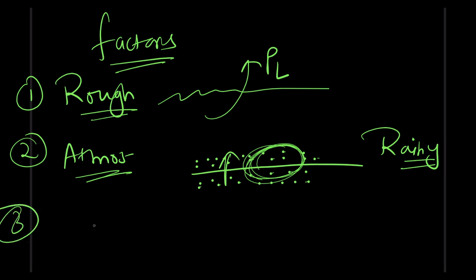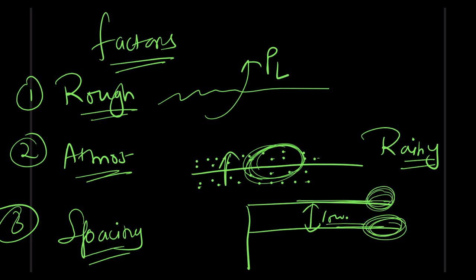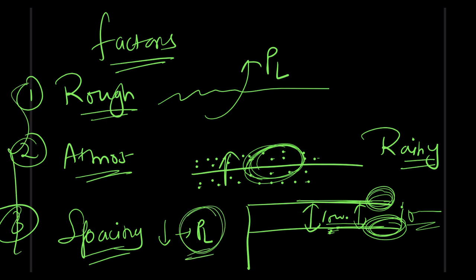The third one is the spacing between two conductors. If this is a transmission tower, then these are two conductors, 1 and 2. Due to each conductor, there will be some field. If the spacing is low, there is a high chance of ionization in the air. So if the spacing is low, there will be more corona loss. So these are some factors on which the corona effect depends.